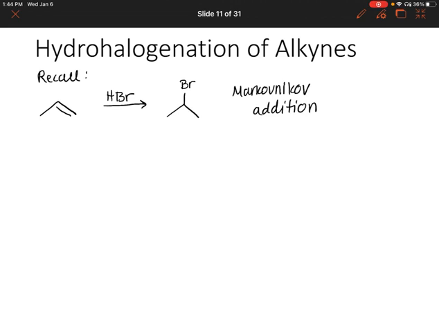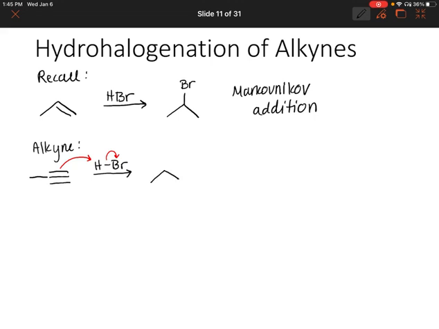Okay, so what would happen if we did this to an alkyne? So let's say instead of a double bond on the end of the molecule, we have a triple bond. And then we add hydrobromic acid. Well, we talked about the mechanism of hydrohalogenation previously, so let's just step through that. So maybe the alkyne comes in, grabs the hydrogen from HBr, since it's partially positively charged, and then the shared electrons are left behind on bromine.